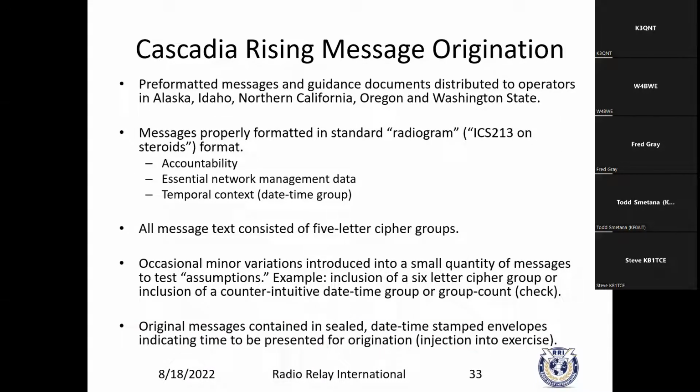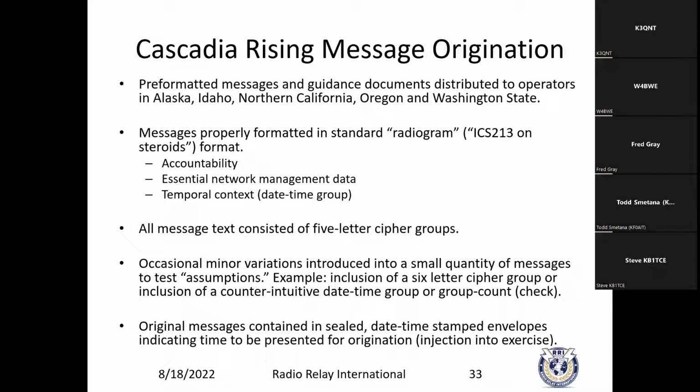We provided pre-formatted messages and guidance documents to identified participants in the states involved: Alaska, Idaho, Northern California, Oregon, and Washington State. The messages were properly formatted in a standard radiogram format with appropriate accountability, all the necessary network management data in the preamble, and a date time group.